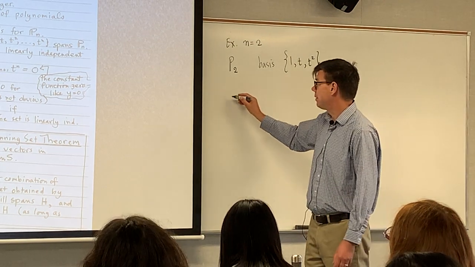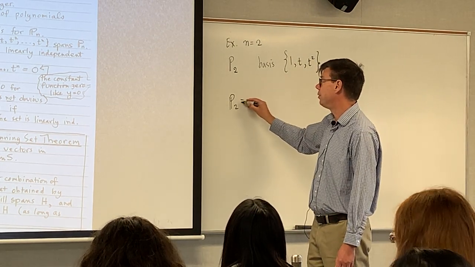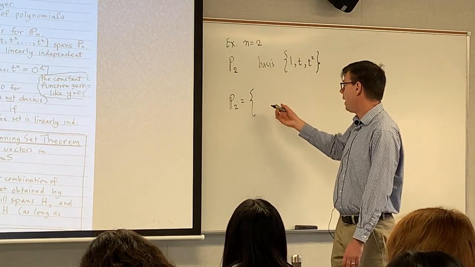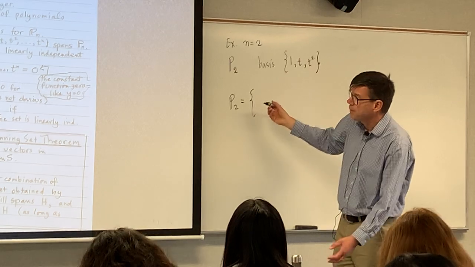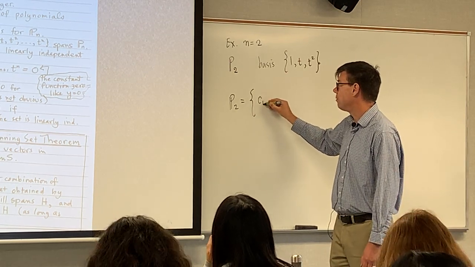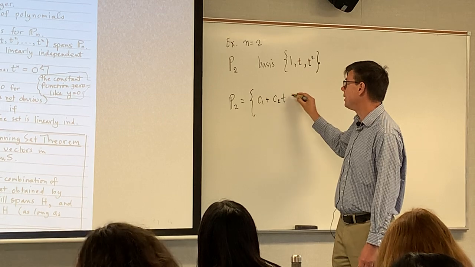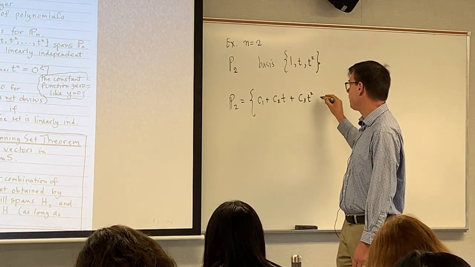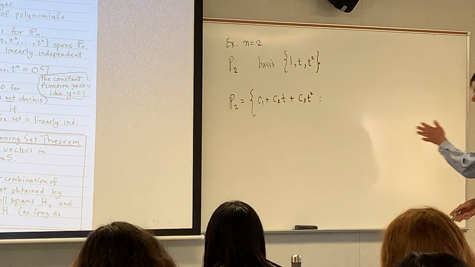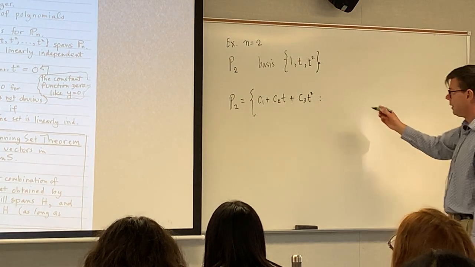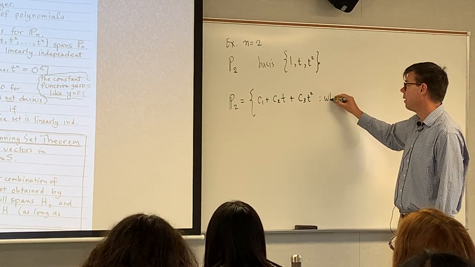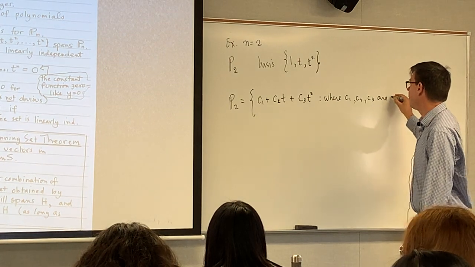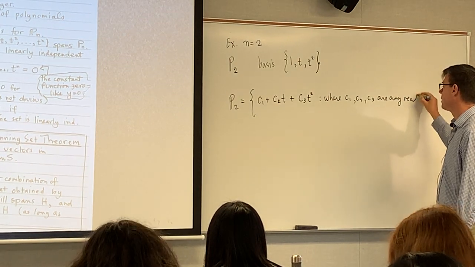Now, if you want to use set notation, you could write P2 is the set of all polynomials of the form, and I can use subscript c here, c1 plus c2t plus c3t squared. To me, that's a little bit confusing because the subscripts don't quite match up with the powers of t. And this is where c1, c2, c3 are any real numbers. That's all that means.